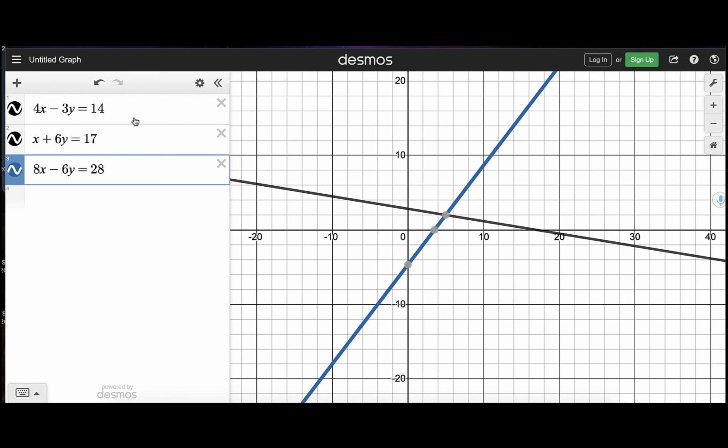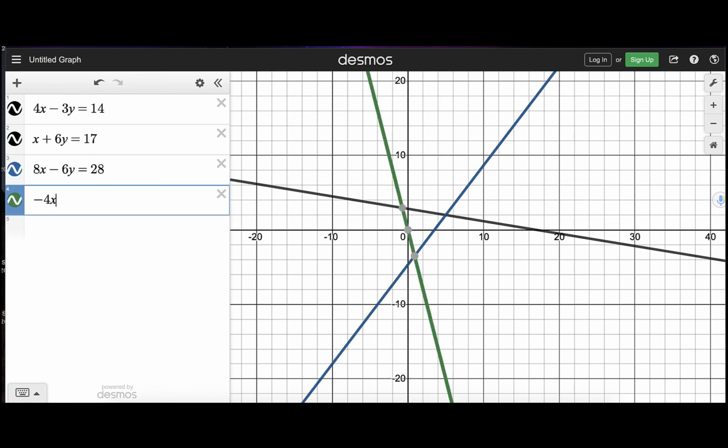If you type in your newly multiplied equation correctly, it will show up in the exact same place as your original line. So notice my original line there was black. I graphed my new one, it turned blue. It's in the exact same spot. I did it correctly. Had I multiplied the bottom one by, say, -4 to cancel out the x's, then it shows up in the same place.